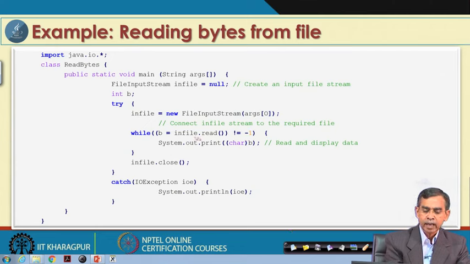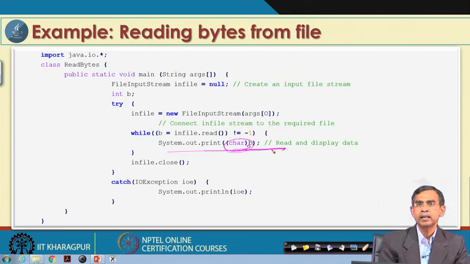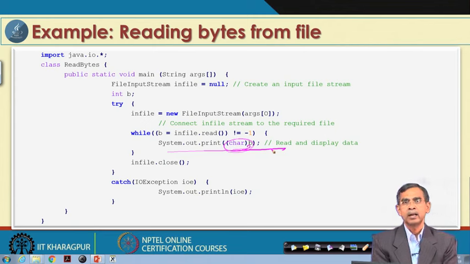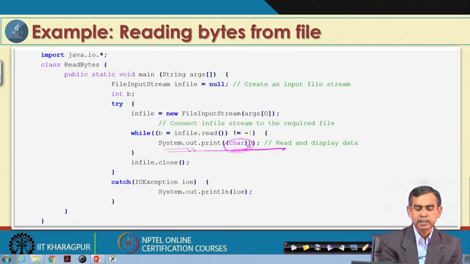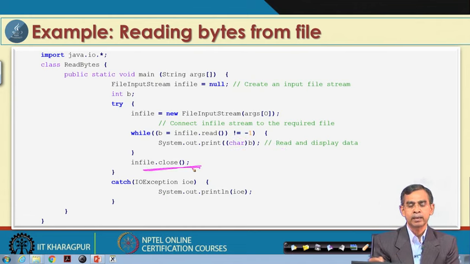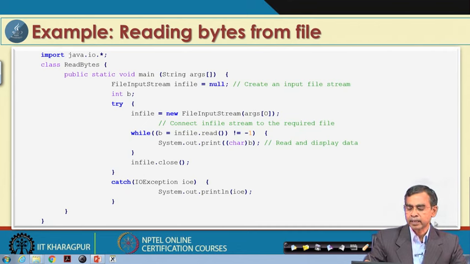You read 1 byte, store it in a temporary variable b, and then this b can be converted into a character, and then the same can be printed. That means it will read a file and the content will be displayed on the standard output device, using system.out.print. Finally, once the entire file is read 1 byte after another, it will be closed. So, this is a very simple way. It is similar to the file output stream class that we considered earlier. The idea is that sequentially, 1 byte at a time, the entire file can be traversed or read.